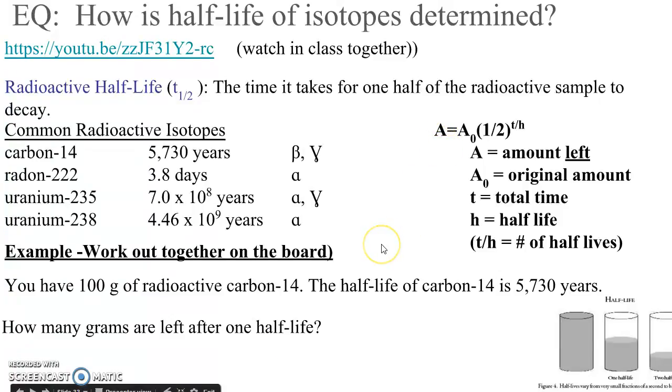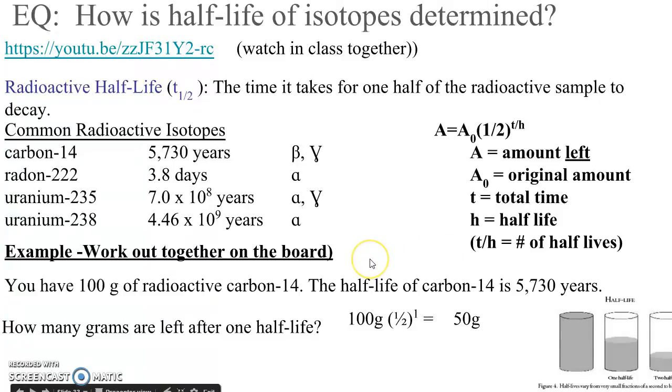So if you plug everything into that equation, you end up with 100 grams, which is your original starting amount, times 1/2 to the first power. The total time divided by the half-life. Well, 5,730 years is going to be your total time because you have one half-life, divided by the half-life, which is 5,730 years. So you get 50 grams being left.